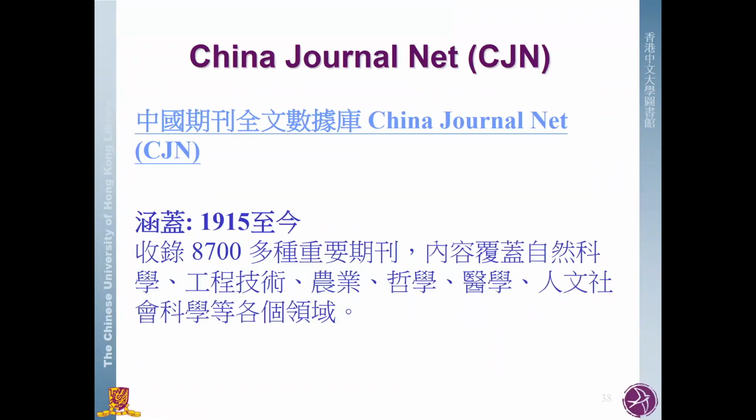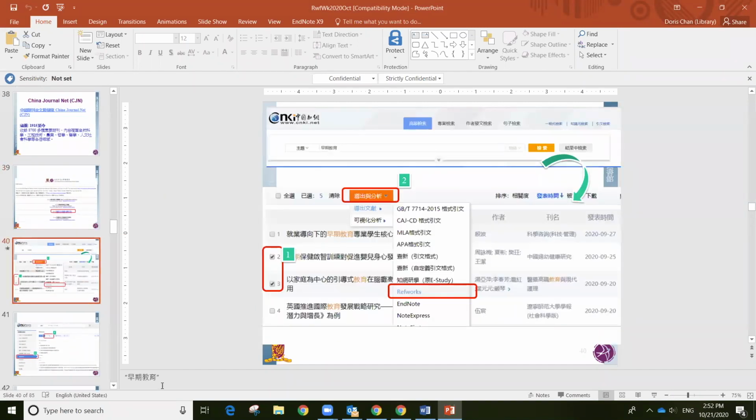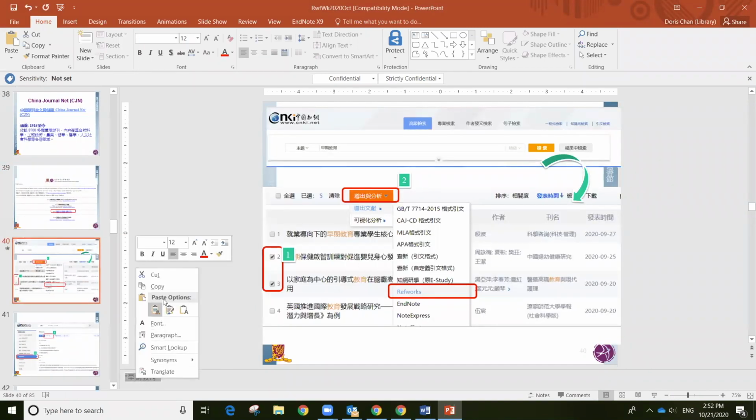Okay, and I want to draw your attention to this particular database because this 中國期刊全文數據庫 China Journal CJN is one of the major Chinese article database that the library has subscribed to. And they also support the loading of information into your RefWorks account, but it works a little bit different. Okay, let me do it with you together. Okay, I will do it like this.